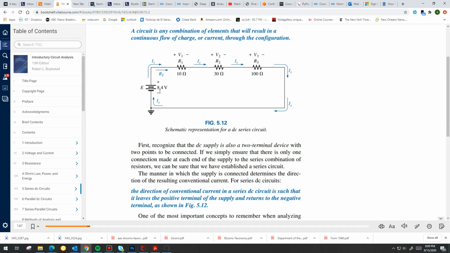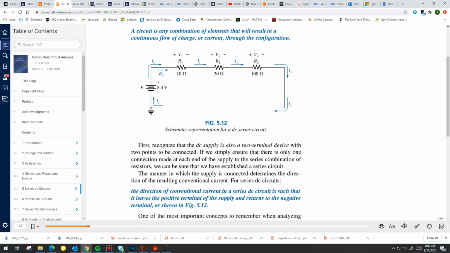battery. So for this series connected circuit, the direction of conventional current flow is such that it's going to leave the positive terminal of the supply and it's going to return to the negative terminal. That's the direction of conventional current flow. Another way of saying this is that that's the direction of positive current. The direction of positive current is leaving the positive terminal towards the negative terminal. Negative current exists. If we swap that direction, the current becomes negative.